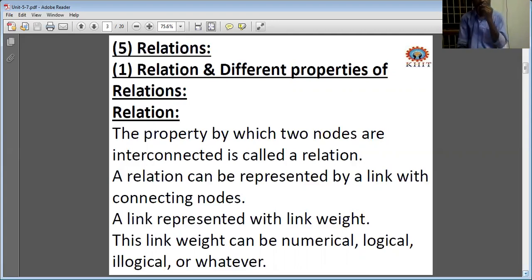What is meant by relation? The property by which two nodes are connected. How two nodes are connected is called a relation. A relation can be represented by a link with connecting nodes, because here two nodes are interconnected. The relation is nothing but a link with connecting nodes. A link is represented with link weight, always with small letters. This link weight can be numerical, logical, illogical, or whatever may be.